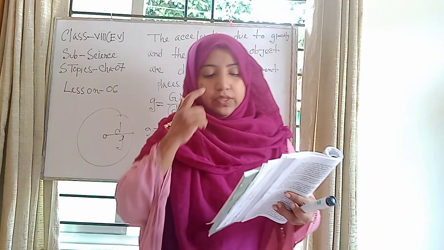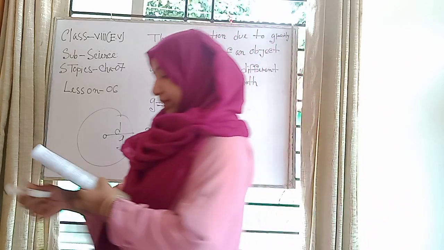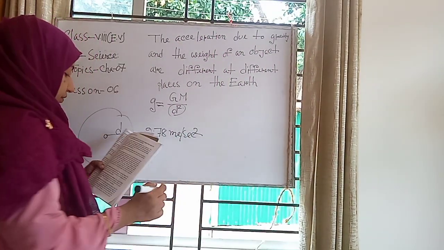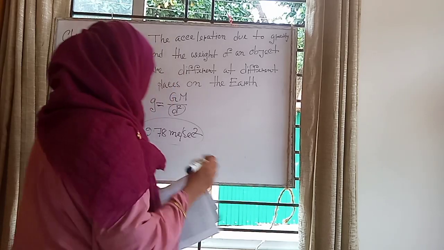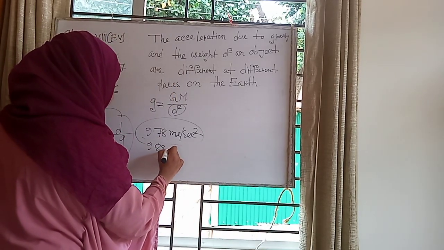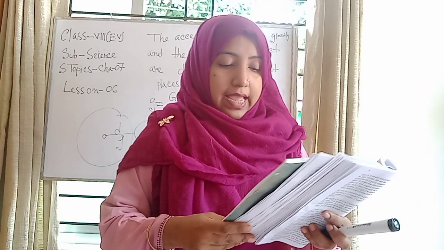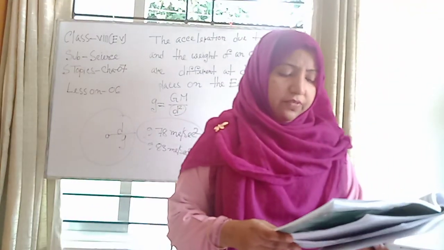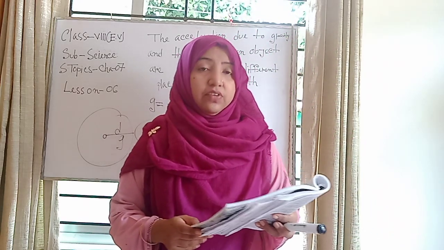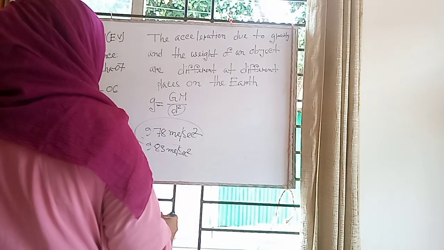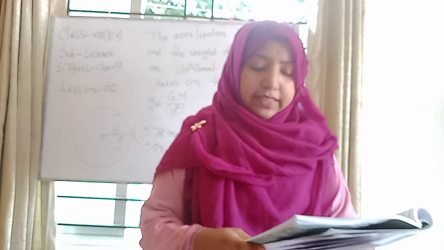As we move from the equator to the poles, the radius of the earth decreases and the value of g increases, basically to 9.83 meter per second square. Because of this, the weight of an object also increases. At the pole, the radius is minimum and the value of small g is maximum. As a result, the weight of an object is highest in this region.